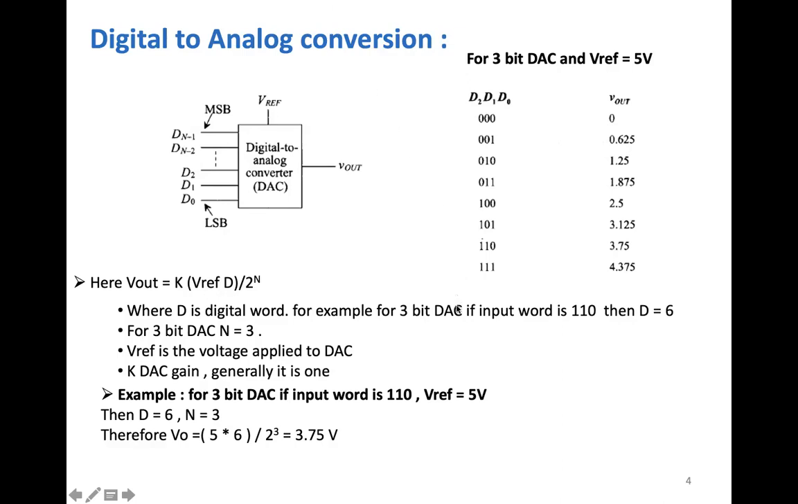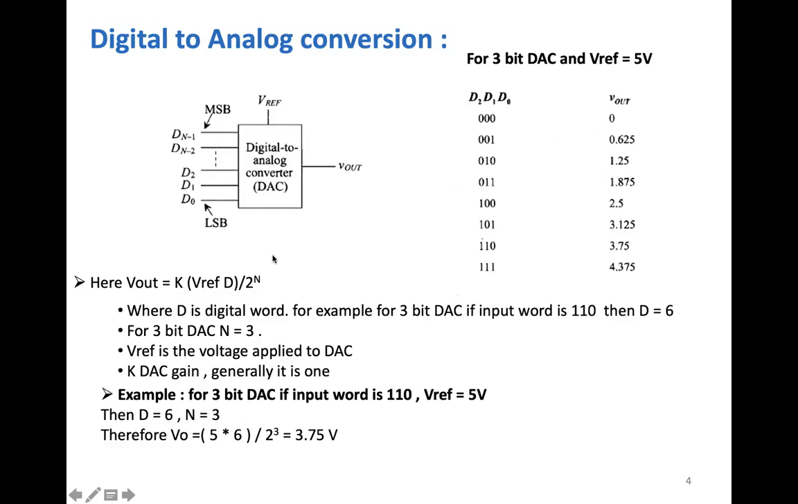So students, up till this point, are you able to understand? Was it clear what we are doing in DAC? How we got 0.625, how we got 1.25, is it clear?